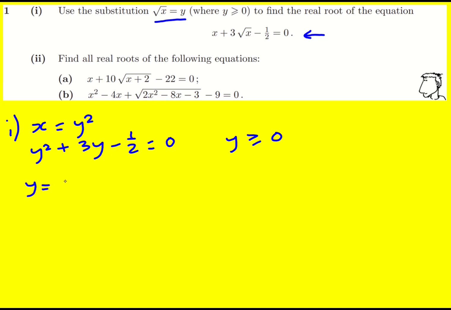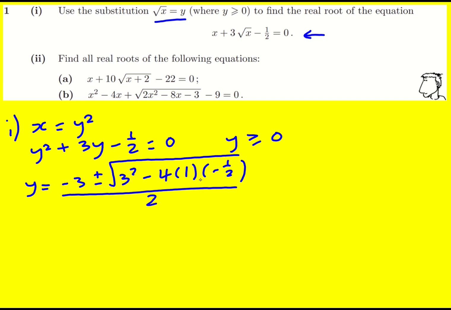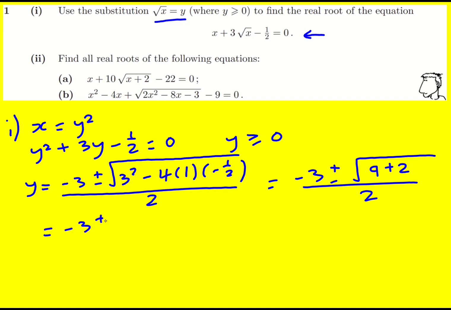So y is going to be minus 3 plus or minus the square root of 3 squared minus 4 times 1 times minus a half, all over 2. Minus 3 plus or minus the square root of 9, and this is going to become plus 2, over 2. And that is going to be minus 3 plus or minus root 11 over 2.